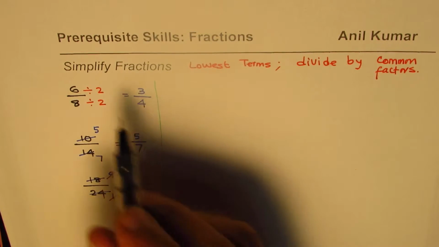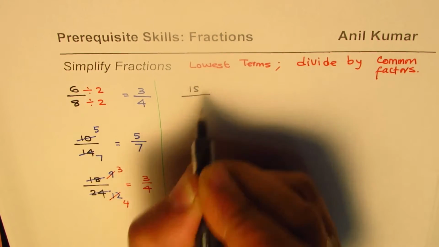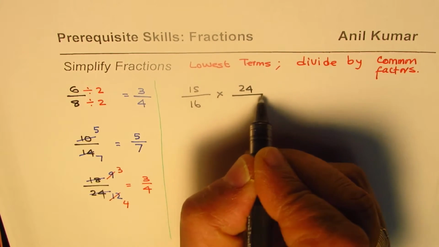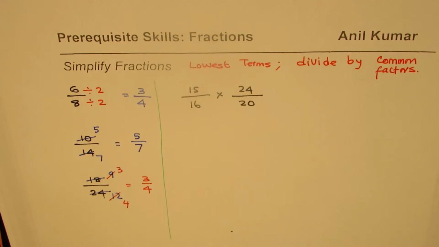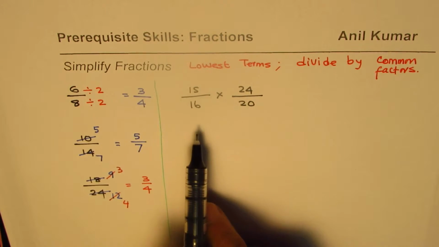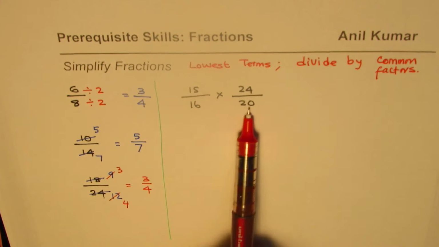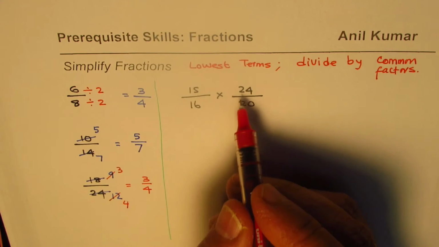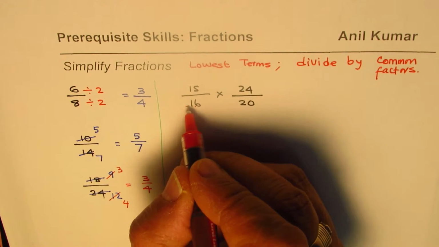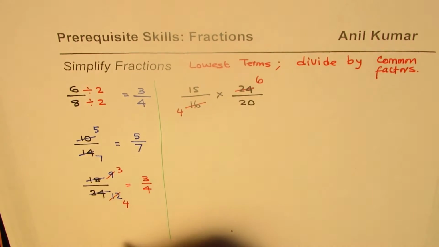Now sometimes we could have fractions as multiplication. For example, we could have 15 over 16 times 24 over 20, right? We could have a fraction like this also. How to write this kind of a fraction in lowest terms? Well, both these numbers are in the numerator, both these numbers are in the denominator. Let's look for common factors. Between 16 and 24, 4 is common. I can divide 16 by 4, get 4 here, and 24 divided by 4 gives me 6, correct?